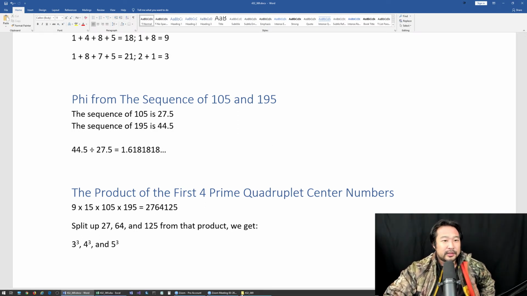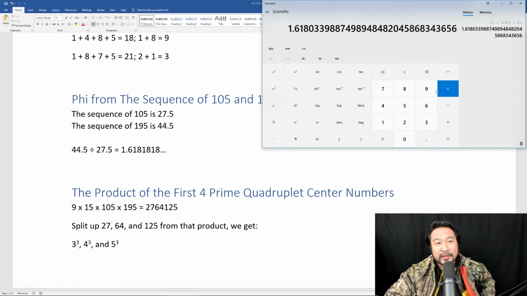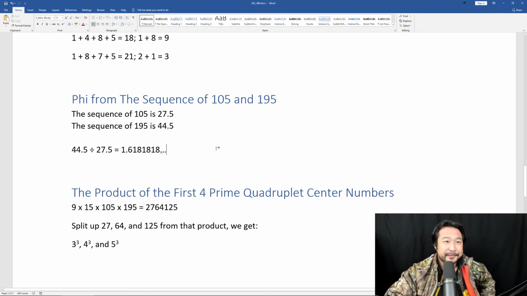Or is it 611? 618. Sorry, let's get the calculator out. So, phi is 1 plus the square root of 5, divided by 2. So use 1.618. Sorry. So that's phi.